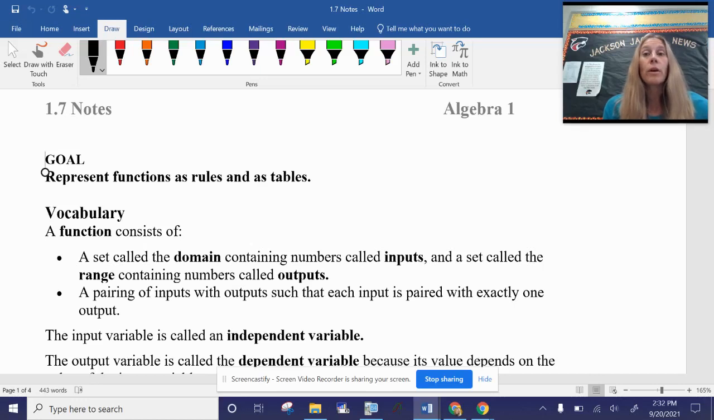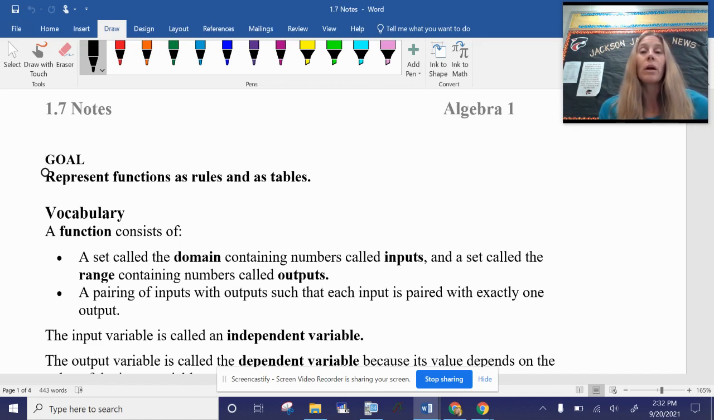Our next lesson is on representing functions as rules and as tables. So we're going to talk about what exactly a function is. When we talk about data pairing, typically we're talking about relations. And if you think about it, it makes sense because when you pair data, it's a relationship between two things.